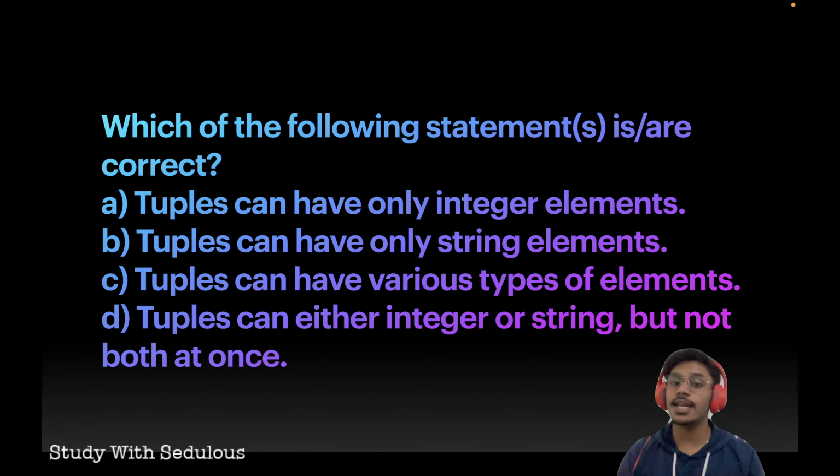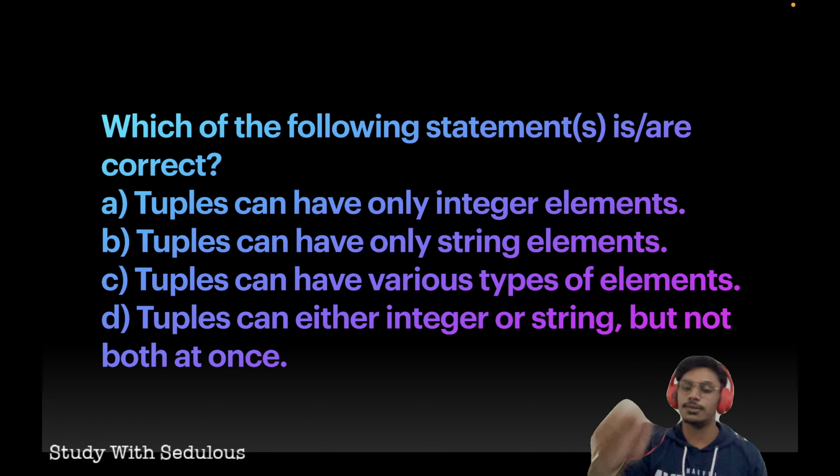Tuples can have various types of elements. Very true. Tuples can either have integer or string, but not both at once. For sure we can. I can give you some examples if you want. The answer should be C. You can have various types of elements.